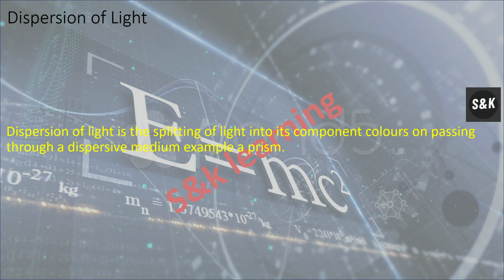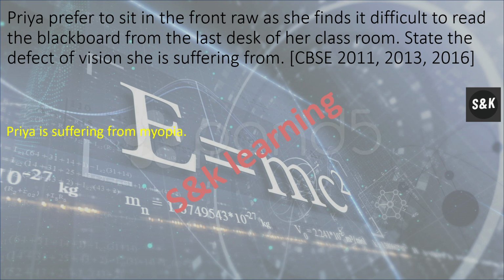Dispersion of light is splitting of light into its component colors on passing through a refractive medium, for example a prism. Priya prefers to sit in the front row as she finds it difficult to read the blackboard from the last desk of her classroom. State the defect of vision she is suffering from. Priya is suffering from myopia.